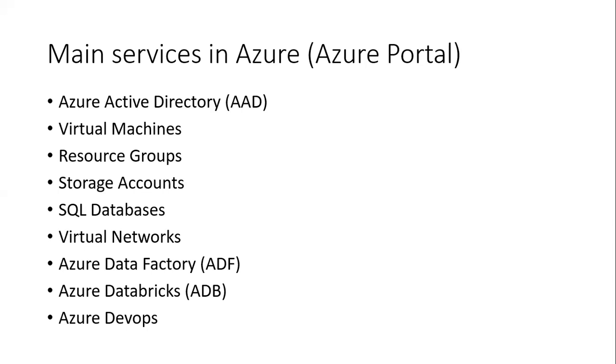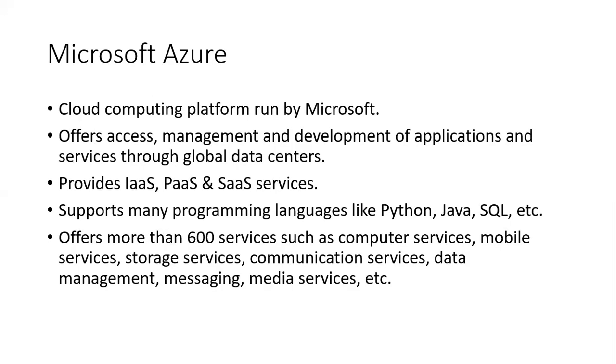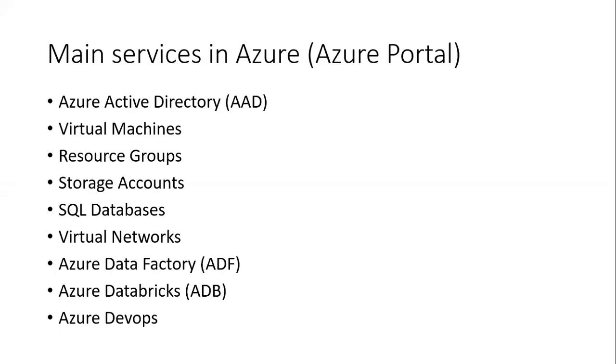They are Azure Active Directory, virtual machines, resource groups, storage accounts, SQL databases, virtual networks, Azure Data Factory, Azure Databricks, Azure DevOps, and many more. There are almost 600 types of services, as I mentioned here. 600 services are available. These are only a few which are important, which are mainly utilized by customers.